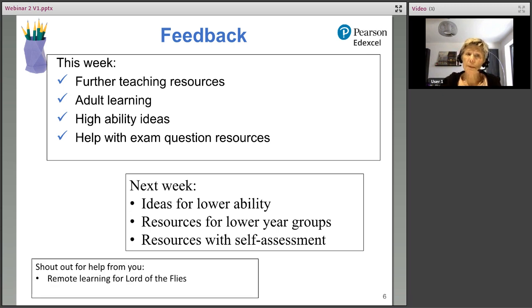Shout out for help. Somebody asked for remote learning for Lord of the Flies, and I must admit it's a book I love, but I haven't actually taught it, and I don't have anything in my armoury for that. So I wonder if anybody does have anything that even they could send or share that could be adapted for that. So I've just put that shout out. I'm not sure who it was, but they asked for that in the feedback.